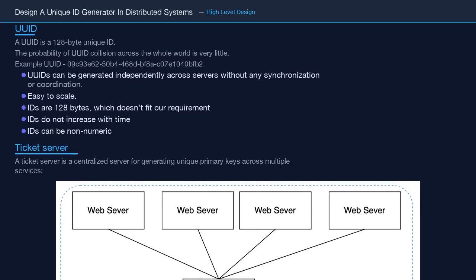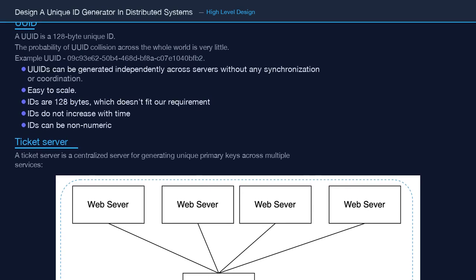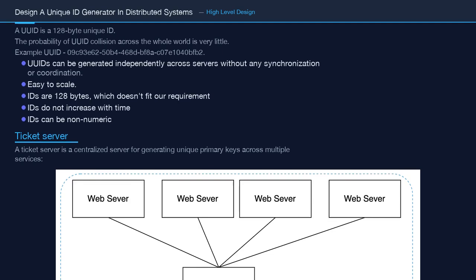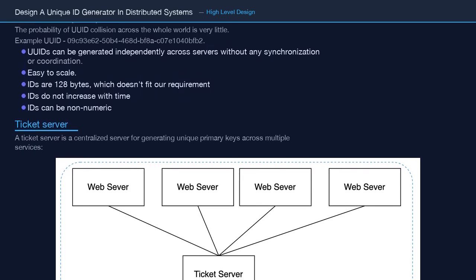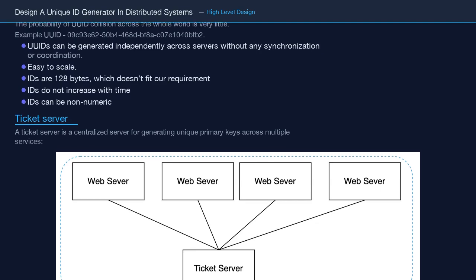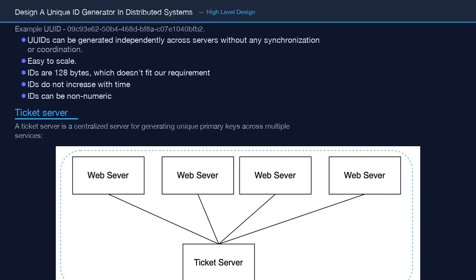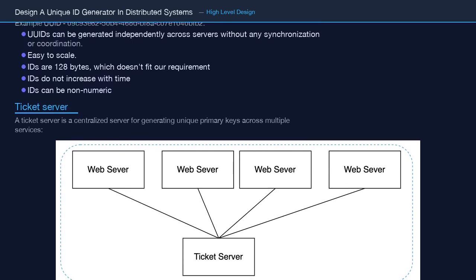But there are meaningful downsides. At 128 bits, they're too large for our requirements. They don't increase with time, so you lose any natural ordering. And they're non-numeric, which may not be acceptable depending on the system's constraints.